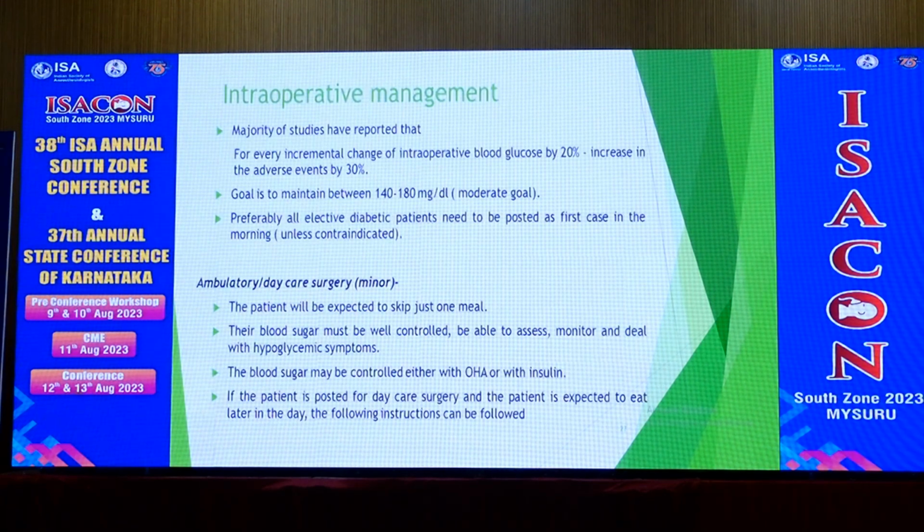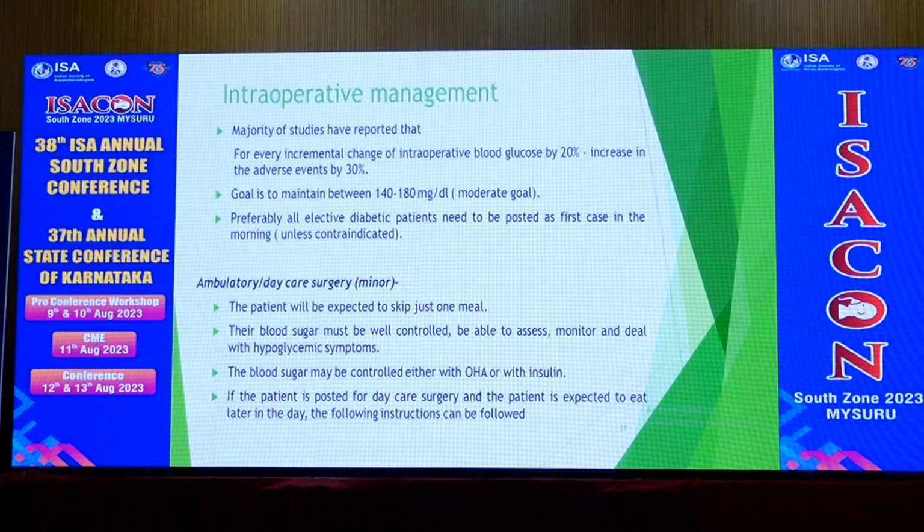So for intra-op management, the majority of studies have reported that for every incremental change in glucose by 20%, there will be an increase of adverse events by 30% in the post-operative period. So the goal is to maintain a moderate target of 140 to 180, because in cardiac surgeries, though strict intensive insulin therapy has led to a decrease in the incidence of sternal incision infection, there is a lot of evidence of hypoglycemia. So it is better to maintain a moderate goal, and preferably all elective diabetic patients need to be posted as the first case unless otherwise contraindicated.